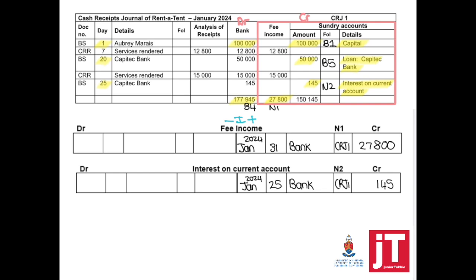Take note, if you look at the cash receipts journal, I did not highlight the 150,145. We do not do anything with that total. We have taken that 100,000, 50,000, 145, which makes up that total. We have posted it to capital, loan, Capitec Bank, and interest on current account.